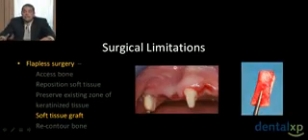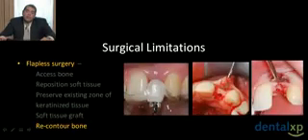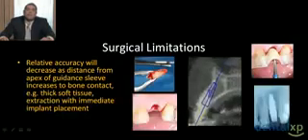Or we may want to do a soft tissue graft at the time of implant placement, again, necessitating reflecting a flap as opposed to doing flapless surgery. We may need to recontour bone. Here's a patient who's congenitally missing a maxillary lateral incisor, and frequently we need to recontour that bone to develop the proper parabolic architecture of bone to appropriately position our implant to get an aesthetic restoration.